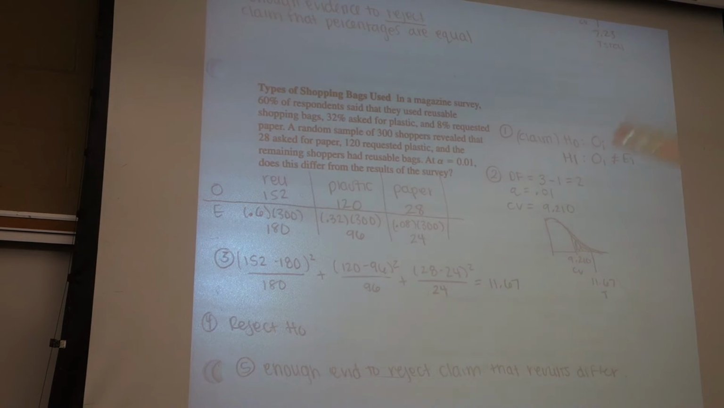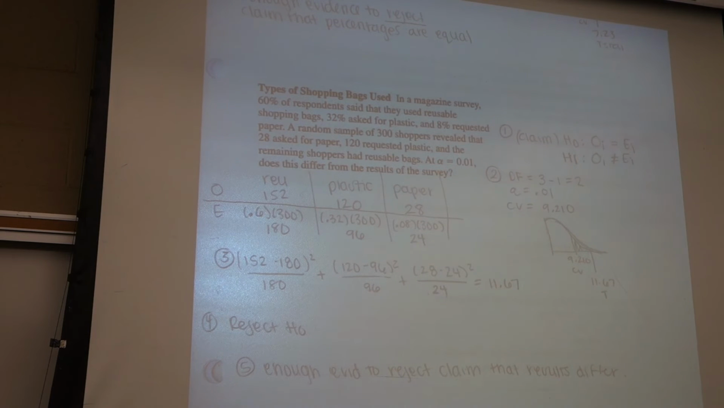After, go back to step 2. If there's 3 options, 3 minus 1 is 2, that's your DF. If alpha is 0.01, you get a CV of 9.210. Then you could move on to step 3, just subtract your E from the O, and square it, divided by E again, and then you get 11.67. Since it's in the shaded region, you're going to reject H naught. So there is enough evidence to reject the claim that the results differ.